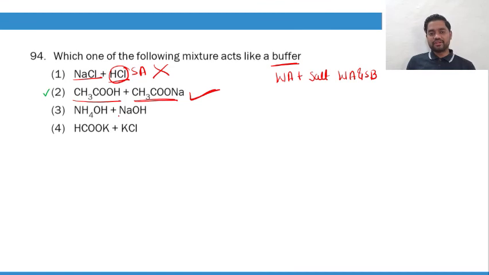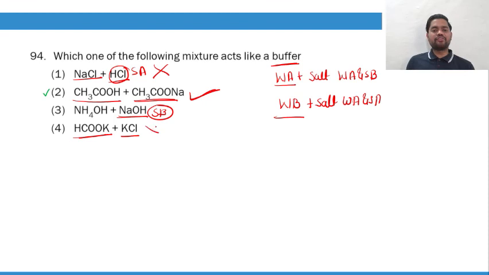Let us prove the other ones wrong. See, again, it is a strong base. It cannot be a buffer. What is required is a weak acid or weak base plus salt of weak base and strong acid. But yes, it has to be a weak one. Again, KCl is a salt. This is also a salt, so that cannot form a buffer. So three options are not the right one. So 94, option number 2 is right.